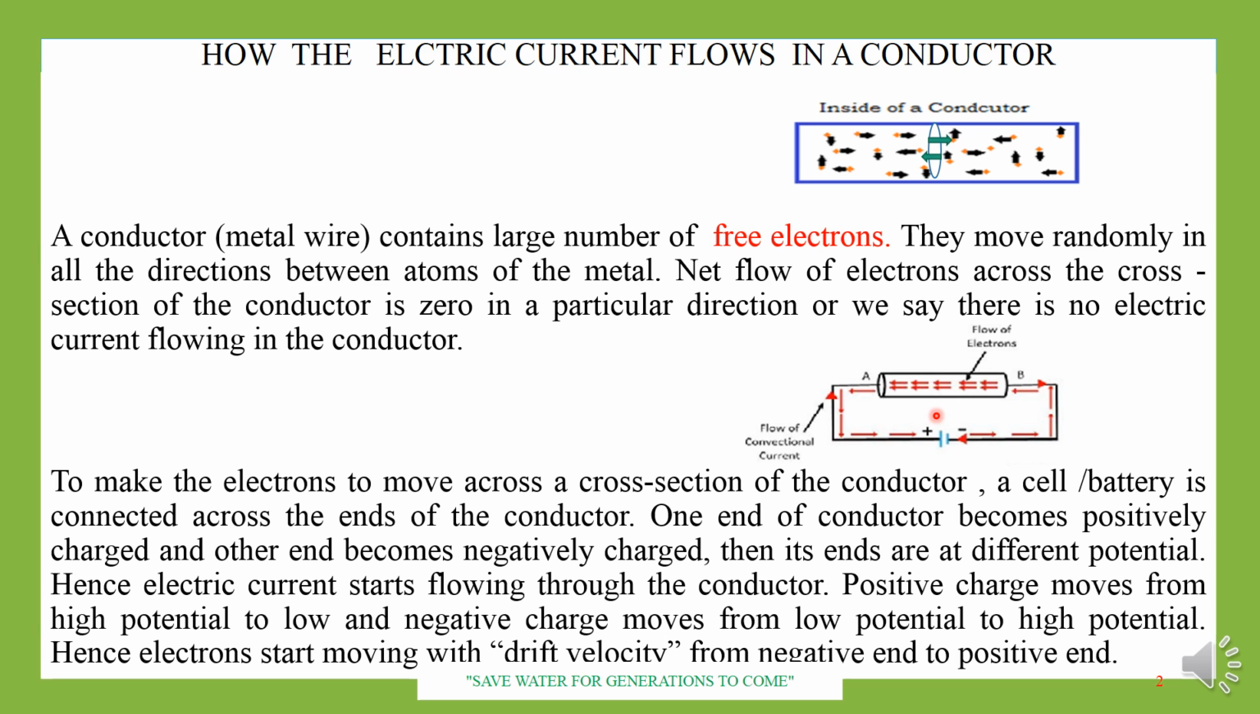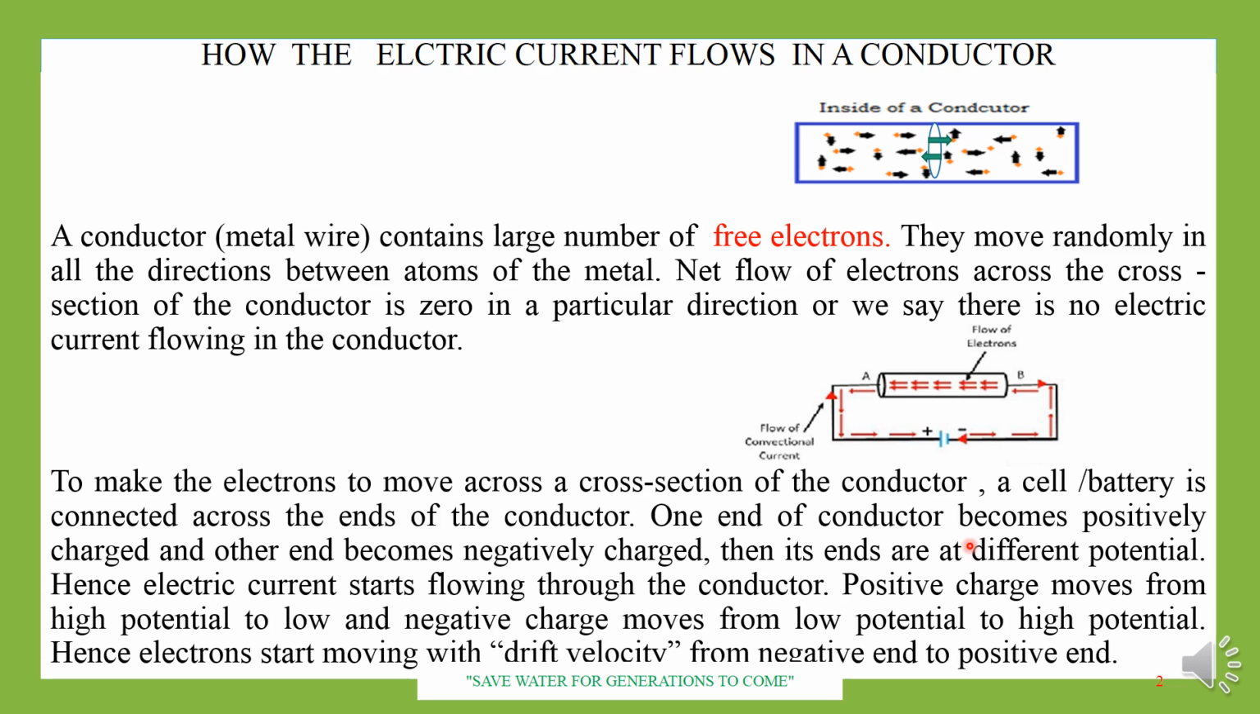And now what happens? When one is positive and another is negative, the ends of the conductor come at different potential. The positive charges move from the high potential to low. Positive is at high potential, negative is at low potential. So they start moving from high potential to low, and negative charges move from low potential to high.